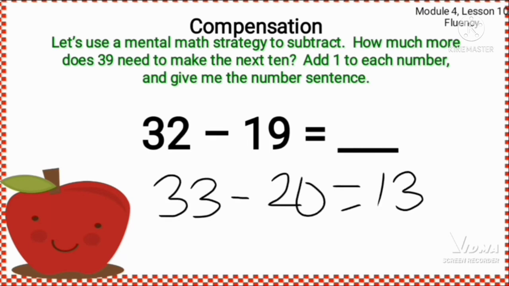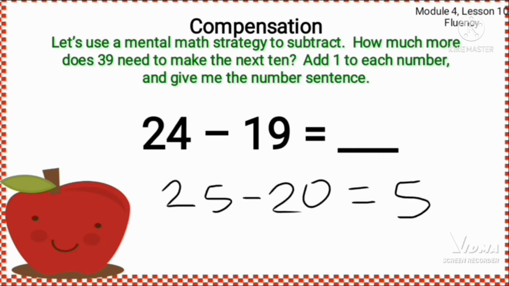Now solve this subtraction. Do you still remember the rule? Make a 10 by adding the same number to both sides. To make it 10, 19 is closest. To make it 10 there, I have to add 1. So 1 plus 32 is 33, minus 1 plus 19, that is 20. So my new sentence will be 33 minus 20 equals 13. Very simple.